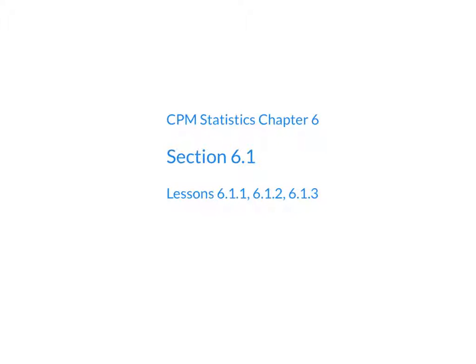The section 6.2 Mathcast contains the binomial and geometric discrete probability distributions.